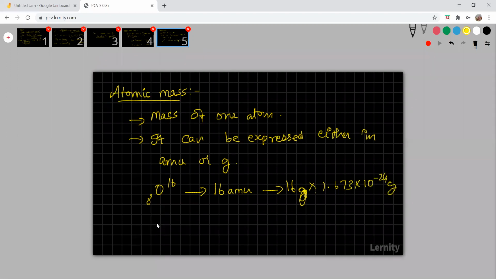Similarly, if you take sodium, its atomic number is 11, mass number is 23. So its atomic mass is 23 AMU or 23 into 1.673 into 10 power minus 24 grams. Hope I'm making it clear. Okay, shall we go to the next part?